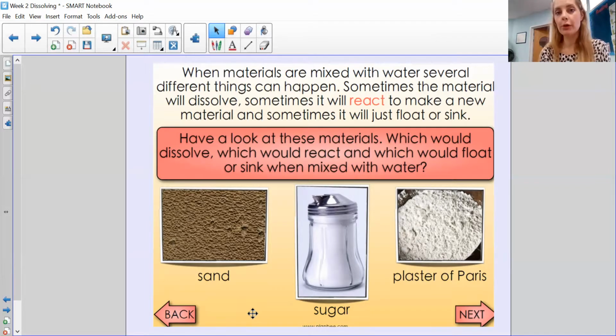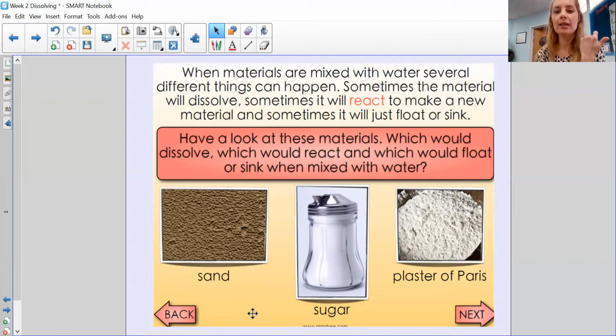Sometimes the material will dissolve, or it can react to make a new material. And sometimes it'll just float or it will just sink. Okay, have a look at these materials. Which would dissolve, which one would react, and which one would float or sink when mixed with water?